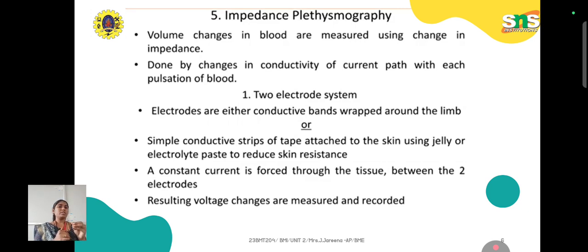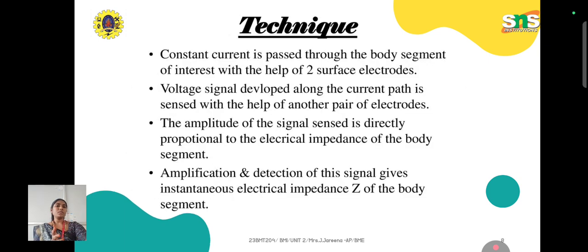Here in the two electrode system, we are going to place two electrodes over the area where you want to measure the blood volume changes. Either you can use any conductive bands just wrapped around your limb where you want to measure, or you can go with some kind of tape or electrodes with the help of gel. You can place it over the skin. Once it is placed over the skin, it will be easy to measure the electrical resistance over the skin. Once everything is set out, this is the diagram for the electrode system.